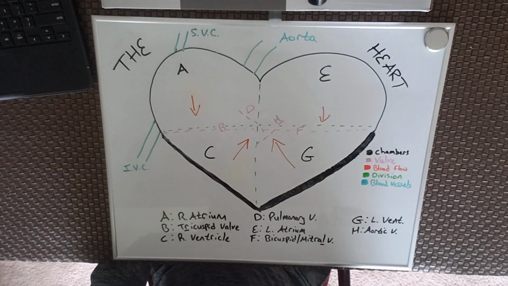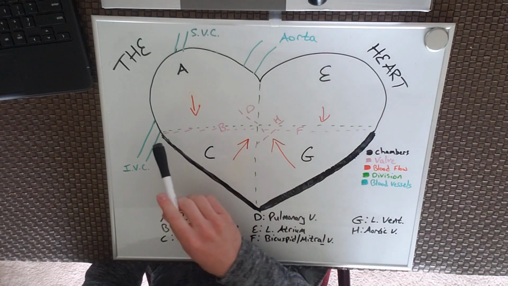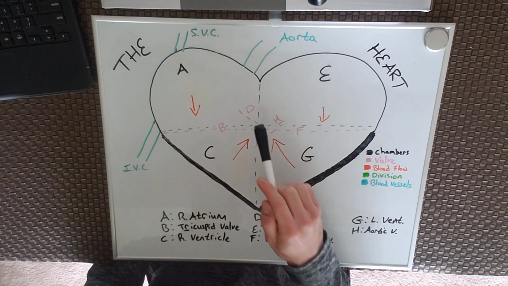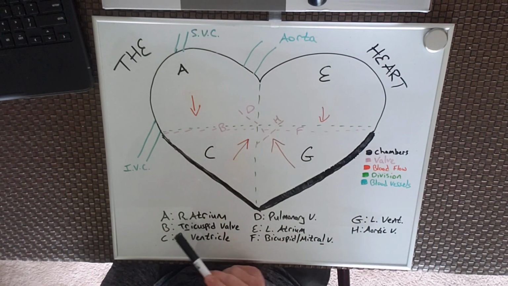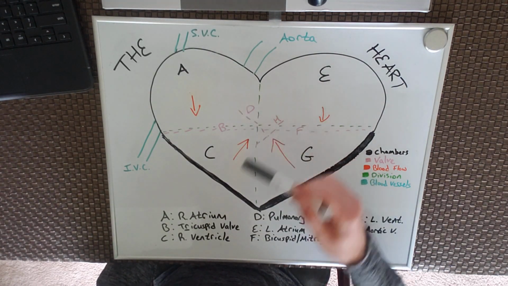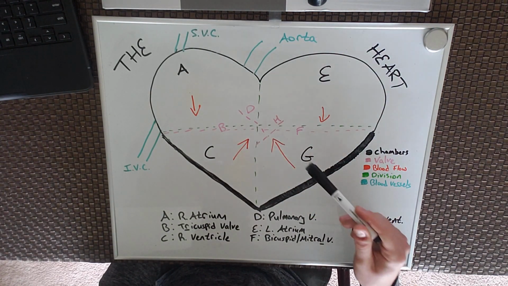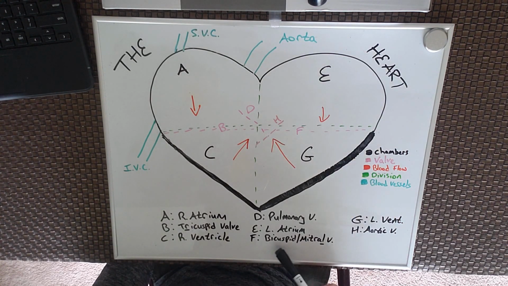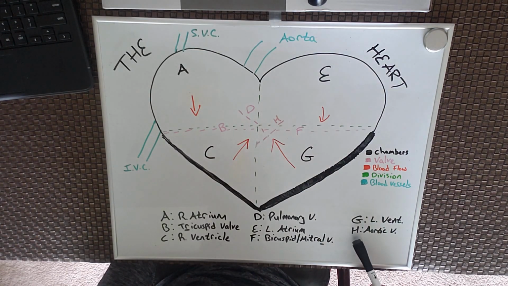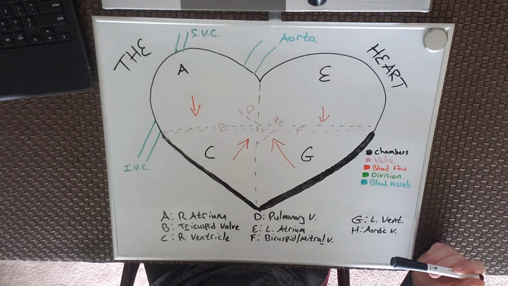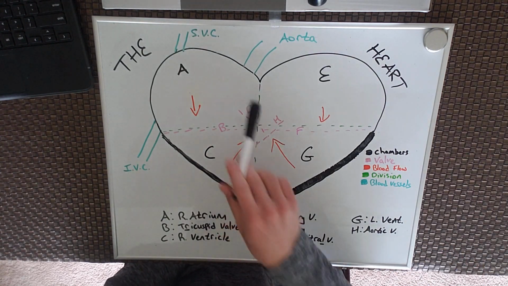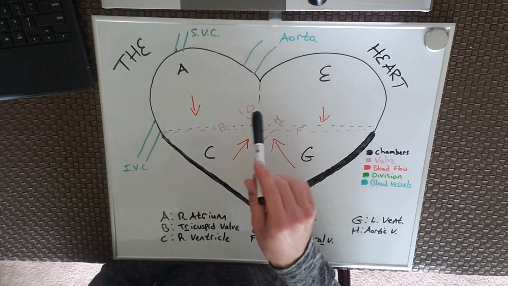So the four valves are B, D, F, and H. B stands for the tricuspid valve. D stands for the pulmonary valve. F stands for the bicuspid or mitral valve. And finally, H stands for the aortic valve. So now we have our chambers and we have our valves.